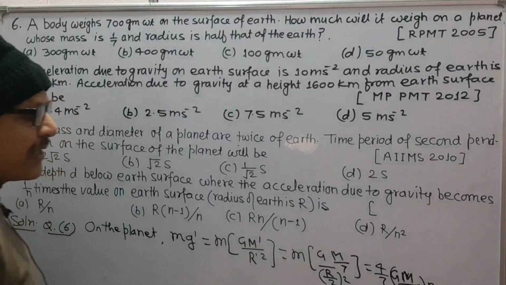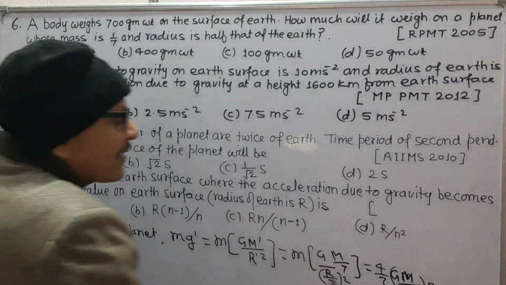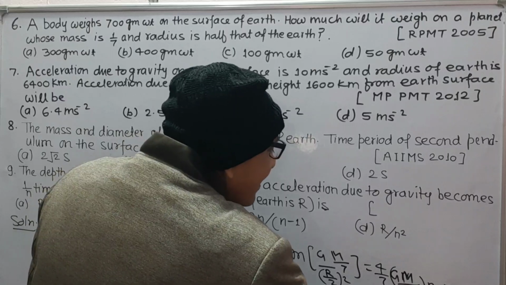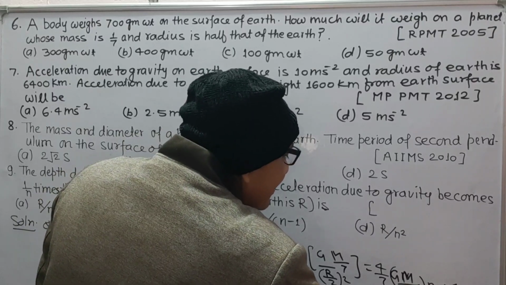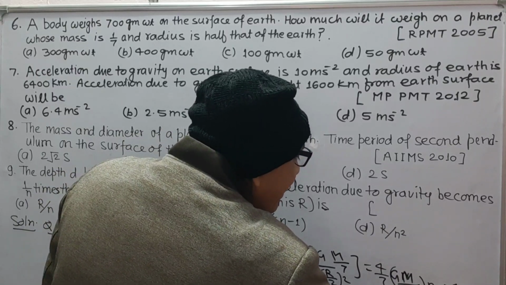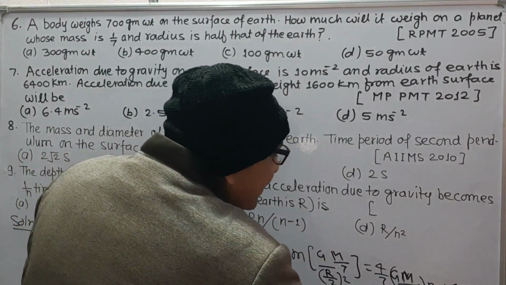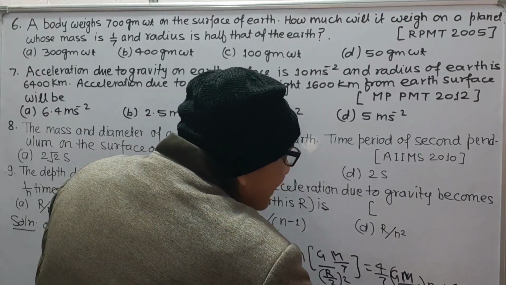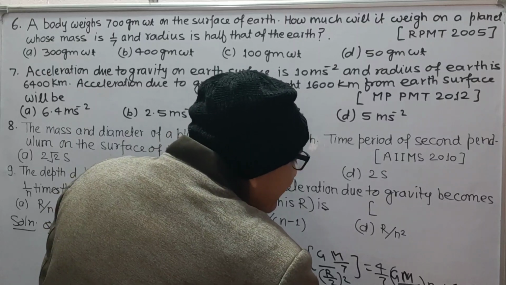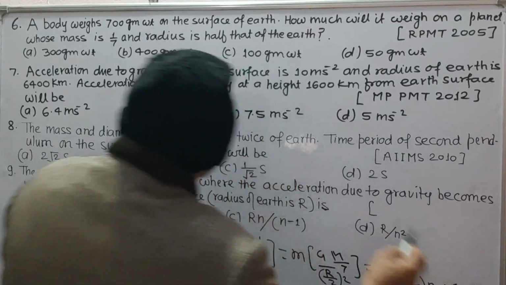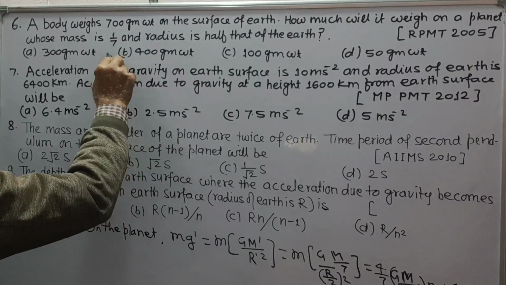GM upon r square is the acceleration due to gravity on earth's surface. So it is 4/7 mg, and mg is 700 gram weight. So it gives 700 upon 7 into 4, means 400 gram weight. So the correct option will be B.